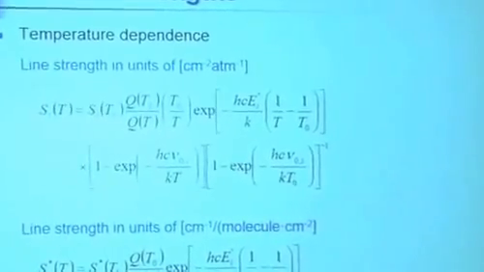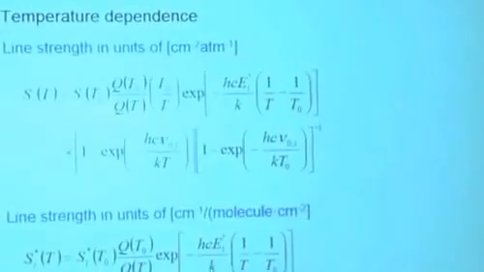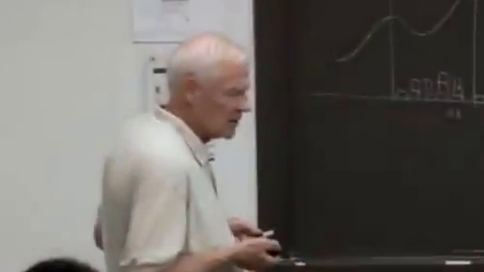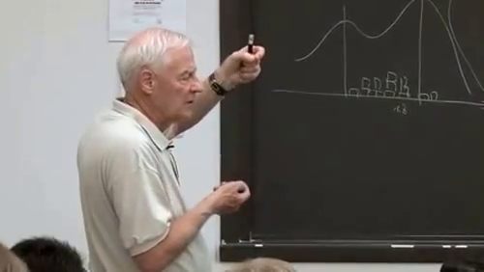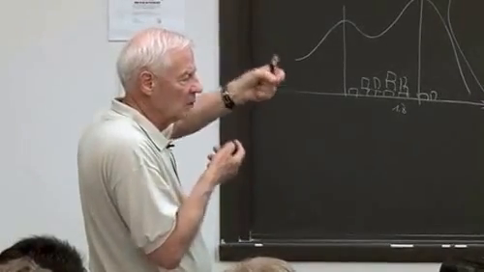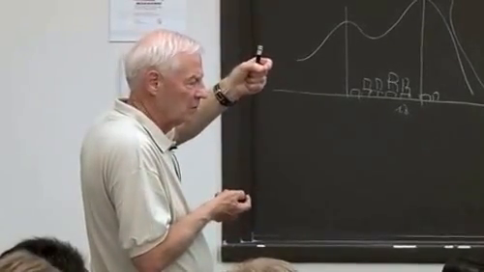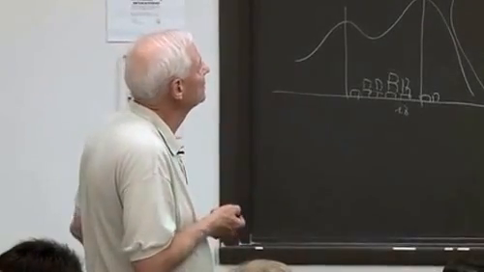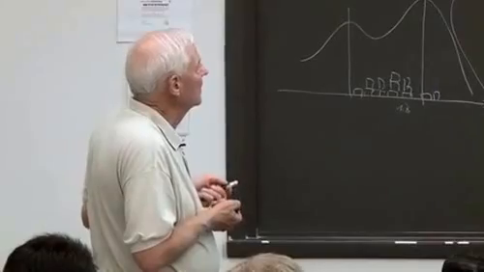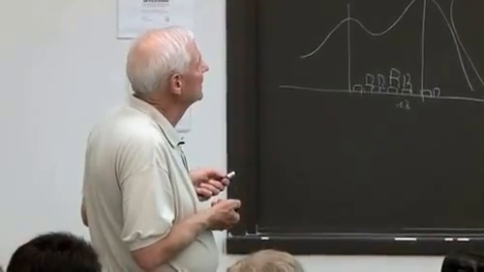Okay, what about temperature dependence? So we frequently use absorption in two lines to measure the temperature. How do we do that? We measure the absorption in lines with two different quantum states, and the relative absorption will be proportional to the relative populations, which depend on temperature. So what we care about is the relative line strengths.